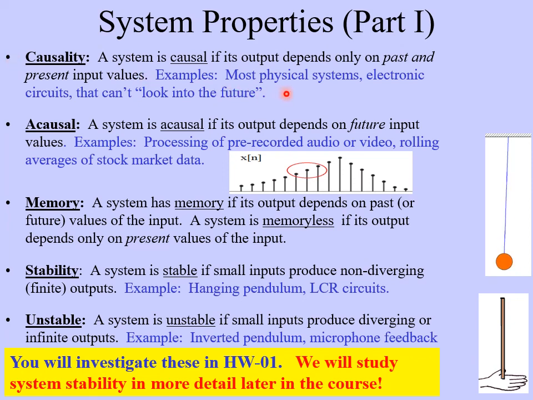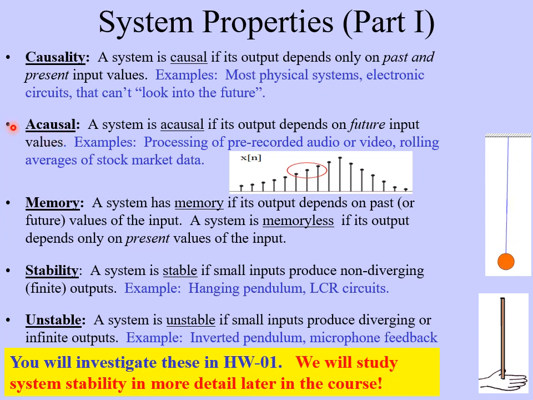So most physical systems are causal, of course, because we don't have the ability to look into the future. Electronic circuits, for example, for the most part, are causal. Now, you may think that, well, wouldn't every system have to be causal? How is it possible to look into the future?